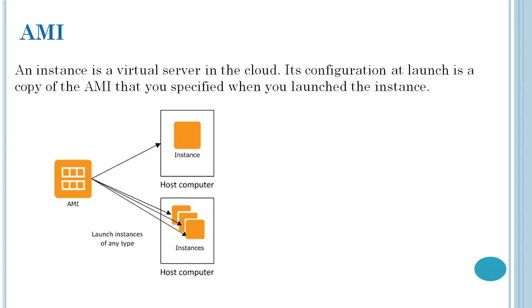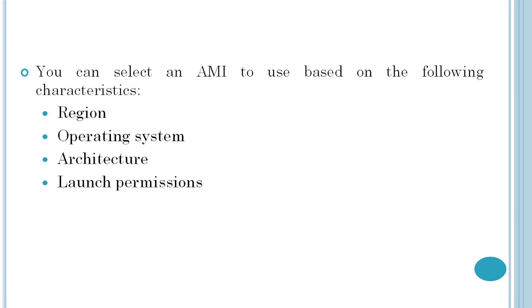An instance is a virtual server in the cloud. Its configuration at launch is a copy of the AMI that you specified when you launched the instance. You can launch different types of instances from your AMI. So here you can see that from this particular AMI you can launch a single instance or you can launch multiple instances. You can select an AMI to use based on the following characteristics: region, regions and zones, operating systems, architecture, launch permissions, storage for the root device.